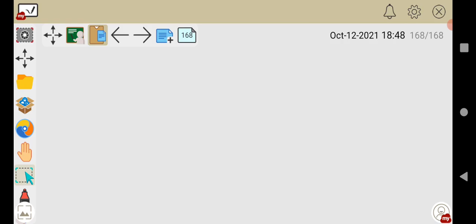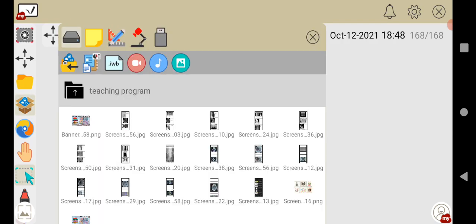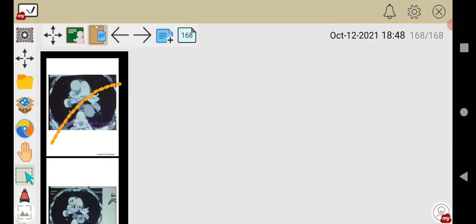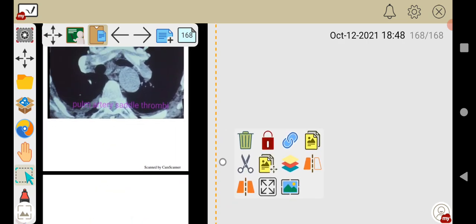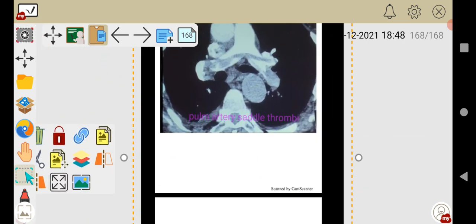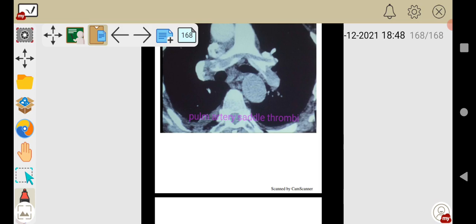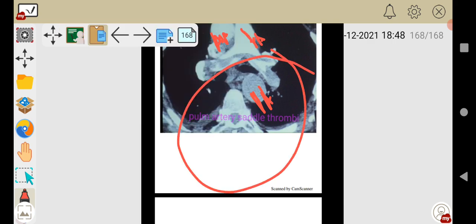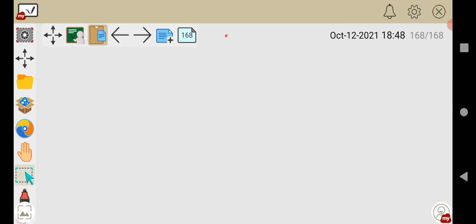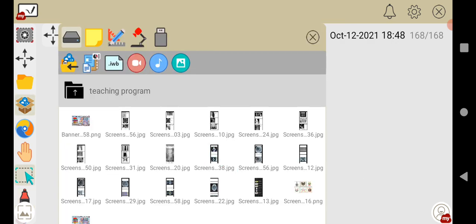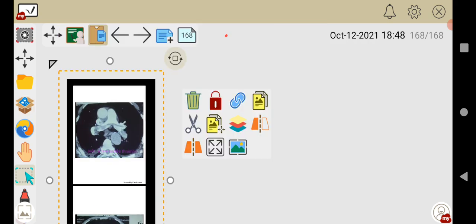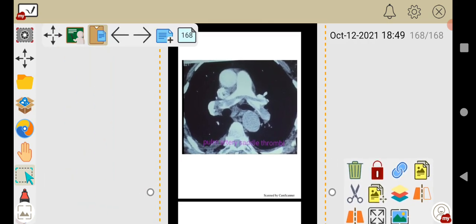I'll take a new page. Okay, so let's zoom it. Yes, that's what I was talking about in my last slide. This is your ascending aorta, this is your descending aorta, and this is your pulmonary artery. Can you visualize this, guys? One second, I will take the image again. It's a very important image, so don't miss it.